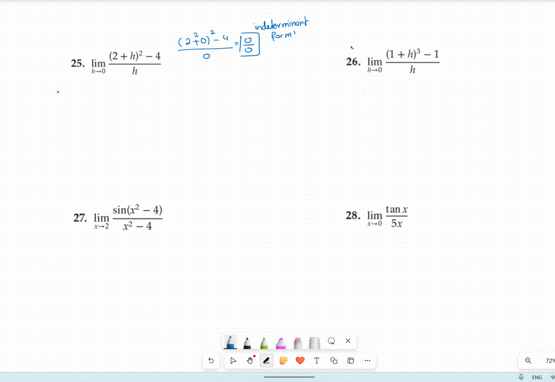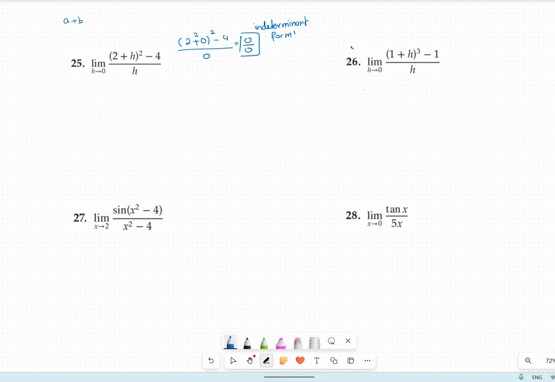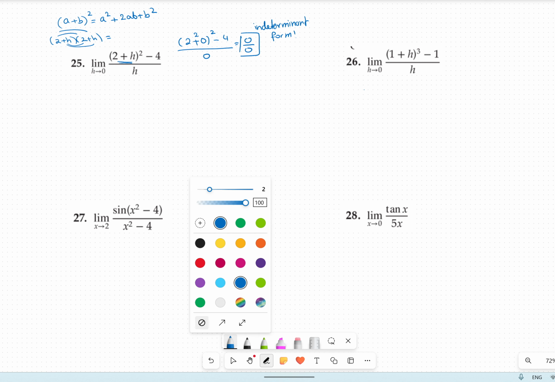So let's start here. I can see that here there's a bracket that is squared. So the first thing that I would try to do is open this bracket. If you remember, whenever we have something in the form of a plus b squared, we open this by saying a squared plus 2ab plus b squared. Or if you didn't remember the rule, 2 plus h squared means 2 plus h times 2 plus h. So it's multiplied by itself 2 times. And then you can expand this using FOIL method.